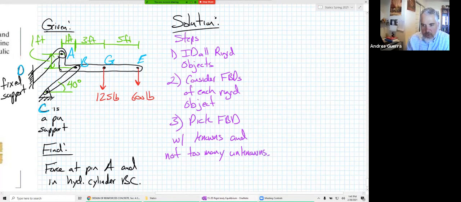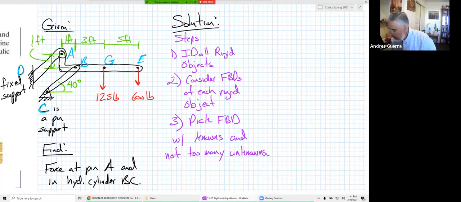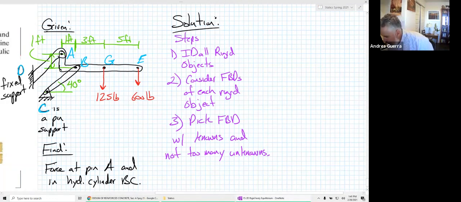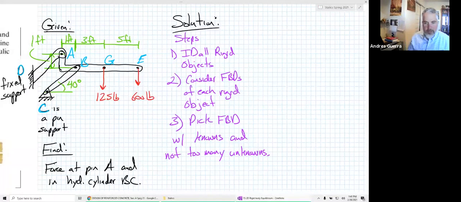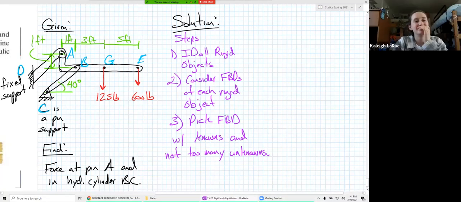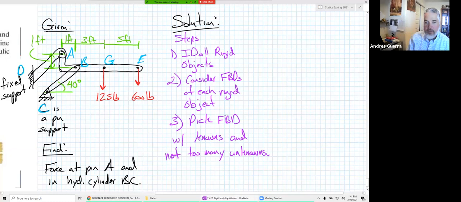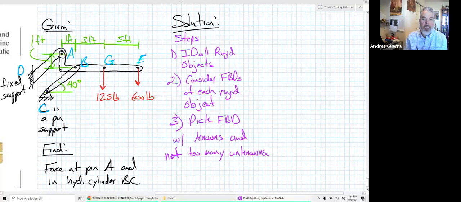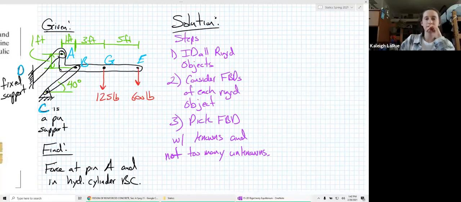What is too many unknowns for us? If we're in 2D, it's based on the number of equations that we have. And how many equations do we have here? How about Kaylee LaRue? How many equations did we use on the last problem to solve it? Three, right? Because we have sum of force in the x, sum of force in the y, and sum of the moment. So we have three equations, which means three unknowns is okay, but four is too many.